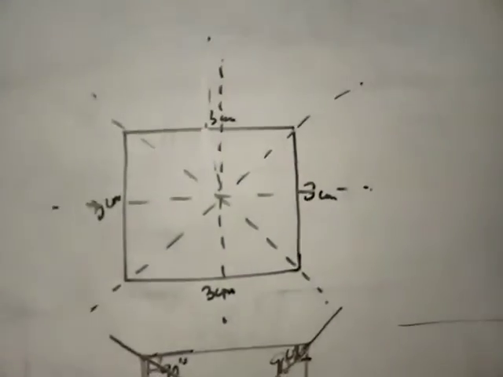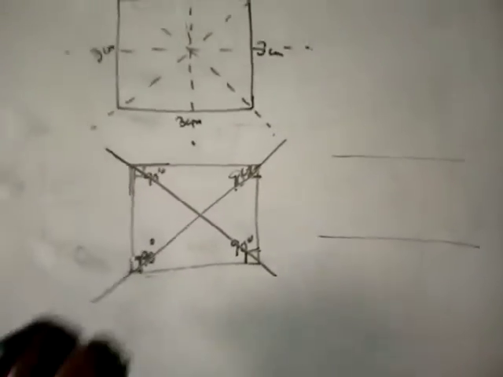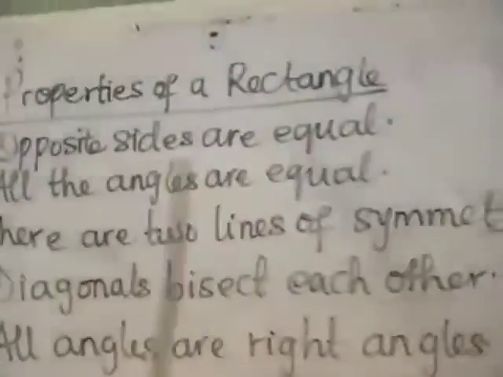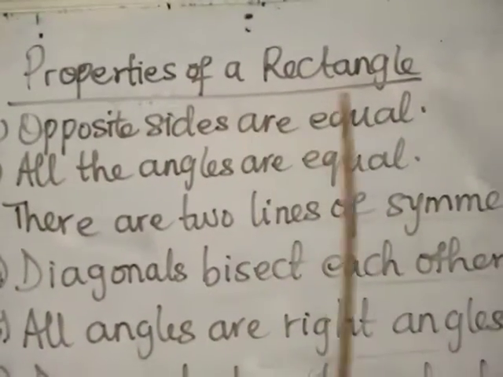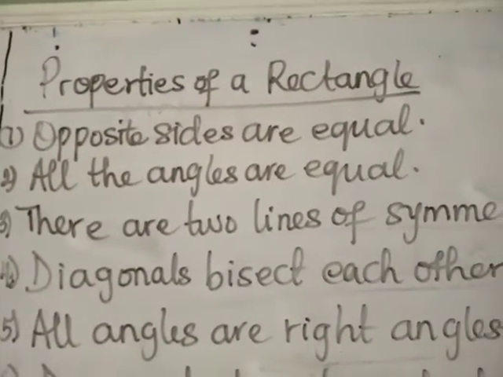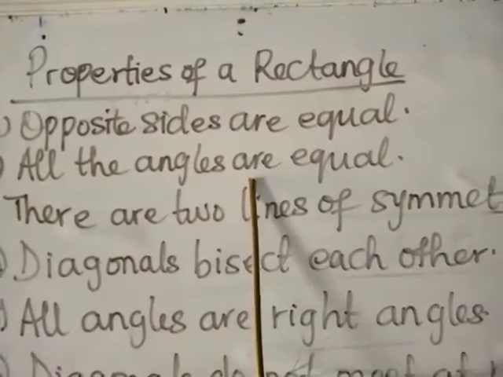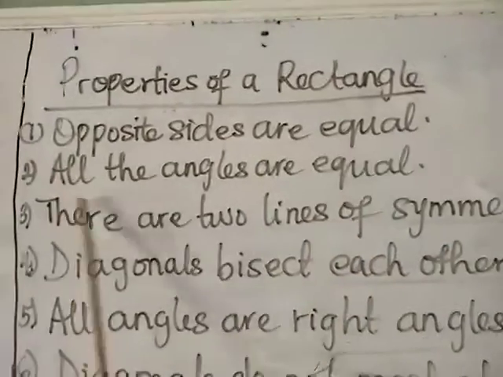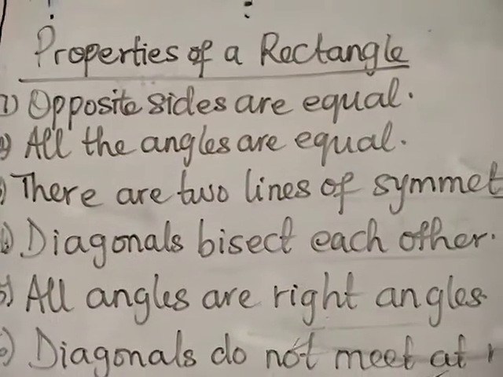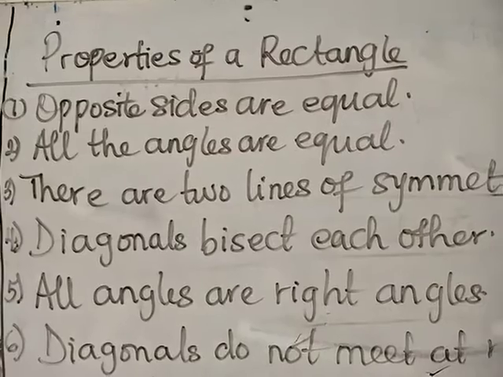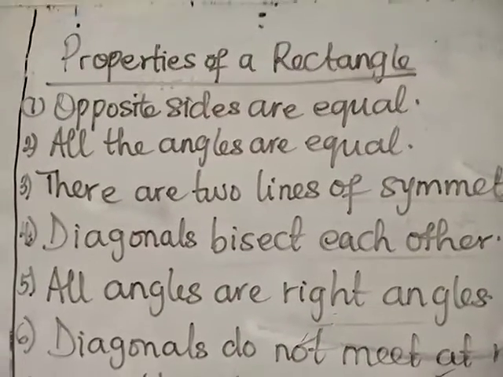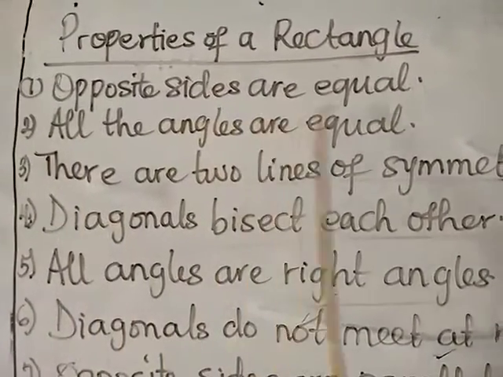Now we will come down to a rectangle. Let me clean this. If you look at our rectangle, we said the properties of a rectangle. Opposite sides are equal. Not only that, all the angles are equal, just like a square. You can see that there is a relationship between a square and a rectangle.